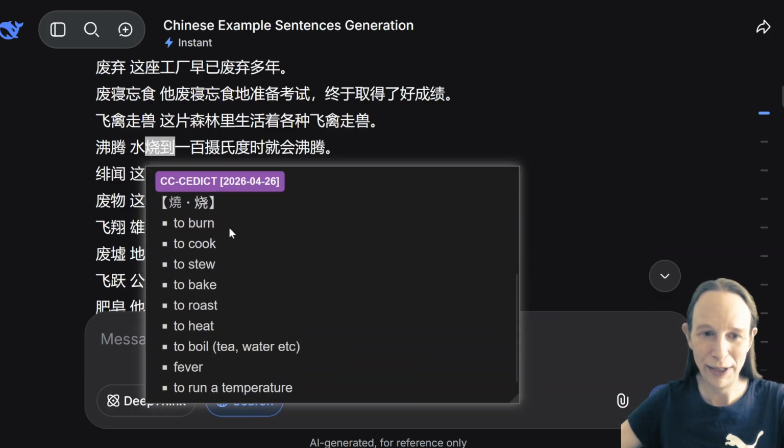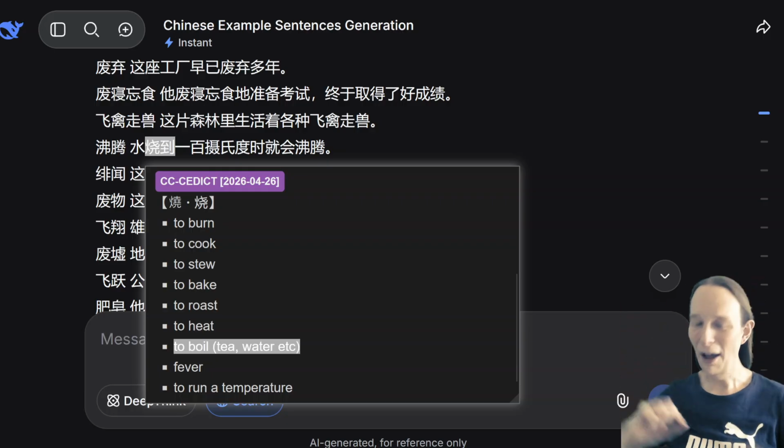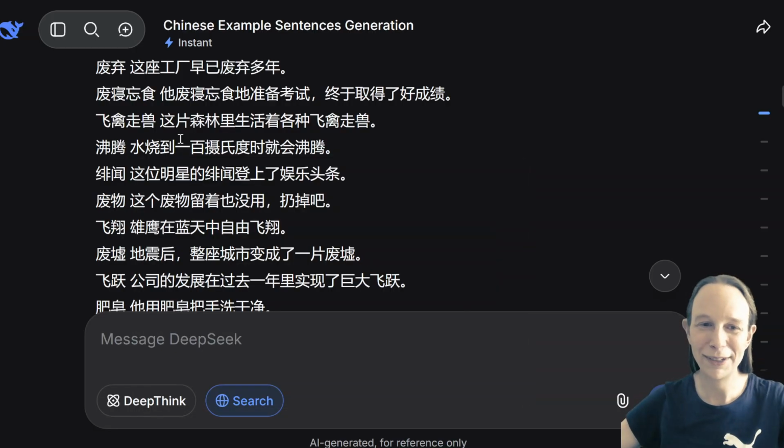This one, to boil water. So this is, I'm going to the kettle to boil water. So to heat up, to cause to boil.